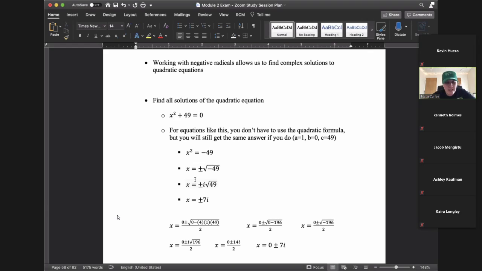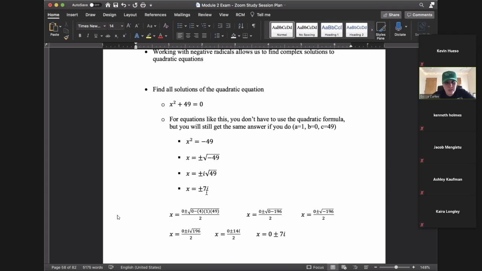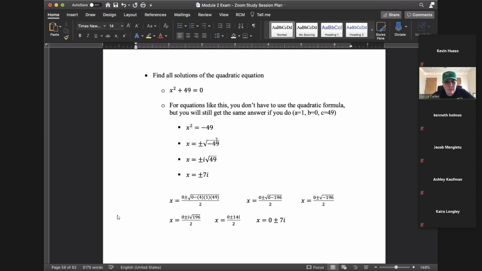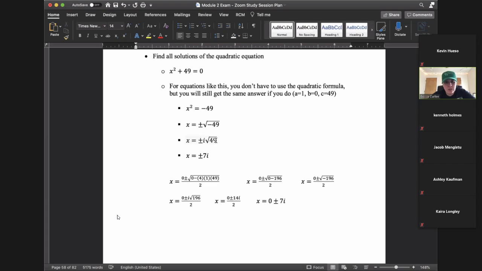Anytime it's x squared plus something without an x term, you can do this. As long as it's a square, you can figure out what the complex roots are going to be. If we take the square root of x squared and the square root of -49, that gives us plus or minus the square root of -49. Then we pop that i out of the radical, so we've got plus or minus i square root of 49. We know the square root of 49 is 7, so that just gives us plus or minus 7i.